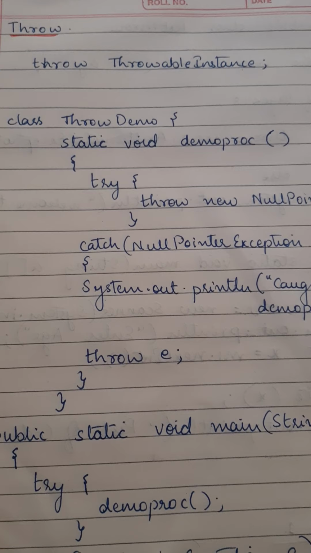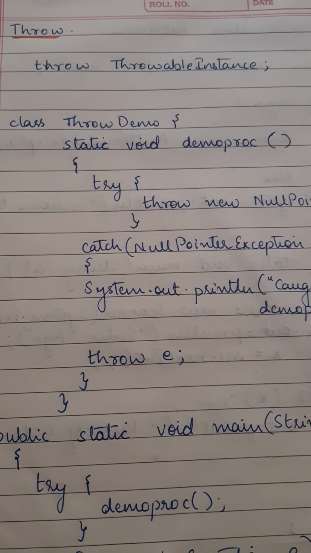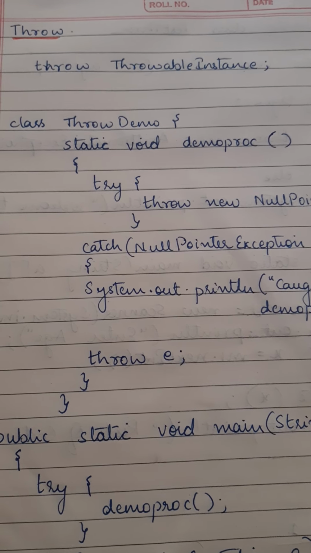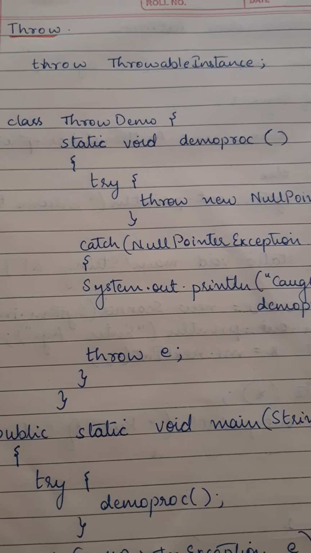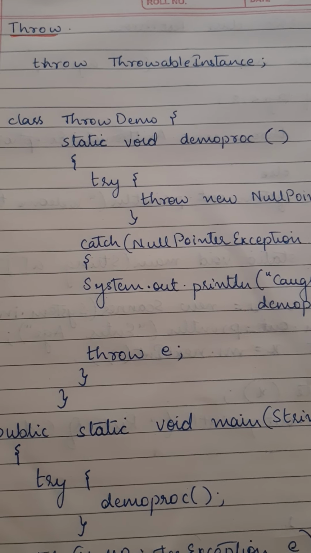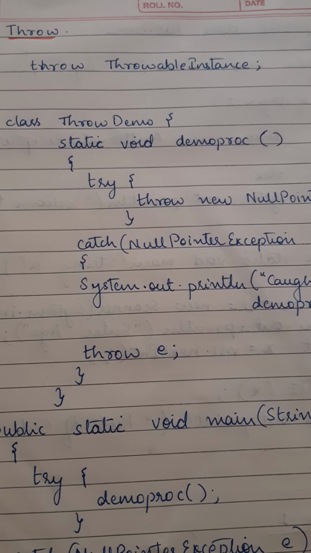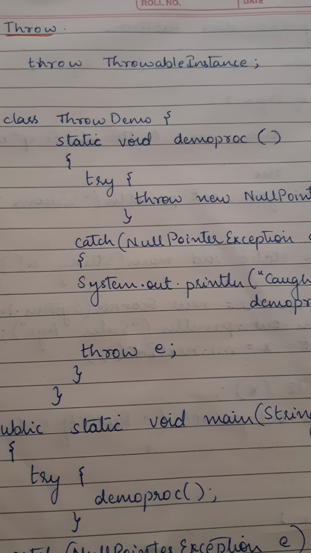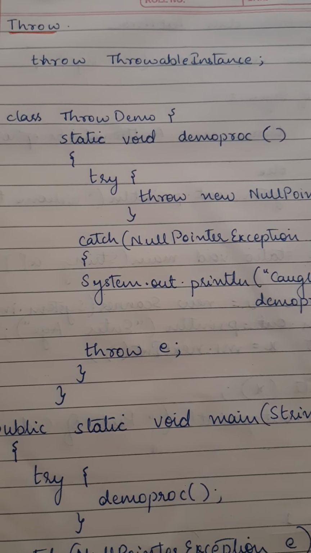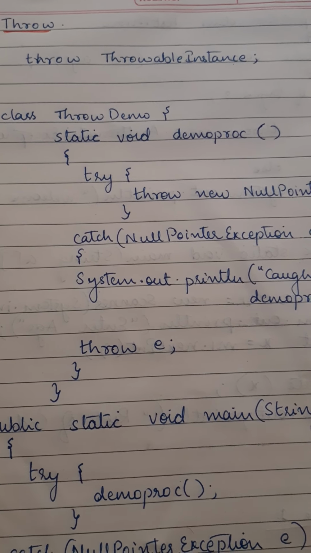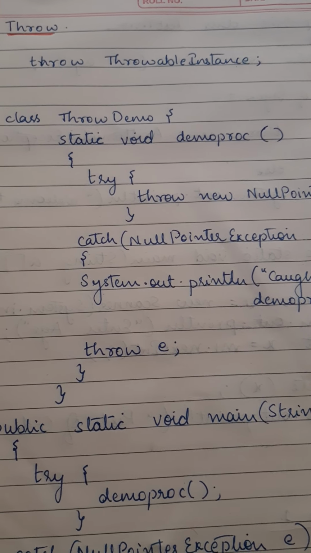Now checked exceptions mean that if a method is throwing a checked exception, then it should handle the exception using a try catch block, or it should declare the exception using a throws keyword. Otherwise the program will give a compilation error. But if we do not handle an unchecked exception, the compiler doesn't object. The program will successfully compile even if there is an unhandled, unchecked exception in the program code.